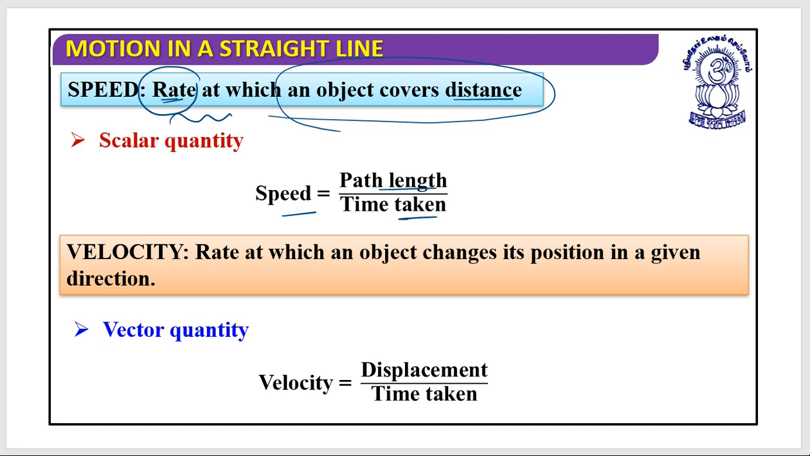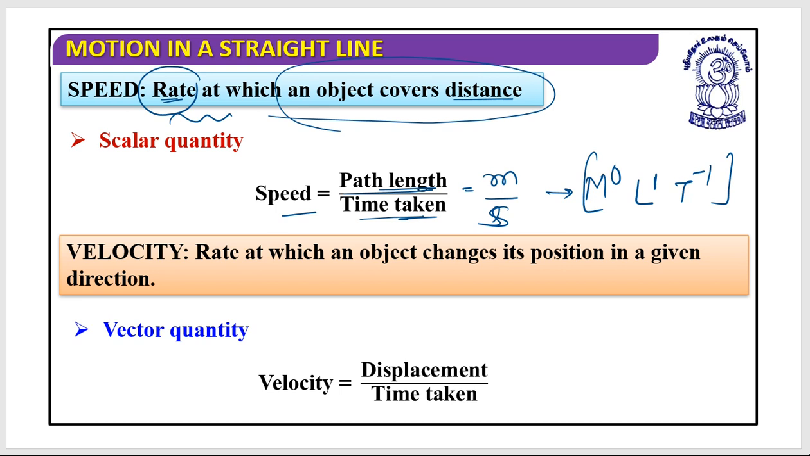Got it? Okay, what would be the unit of speed? Path length is in meters, time taken is measured in seconds, so it is meter per second. Can you write down the dimensional formula of speed? It should look like this: M^0 L^1 T^-1. This is the dimensional formula of speed.